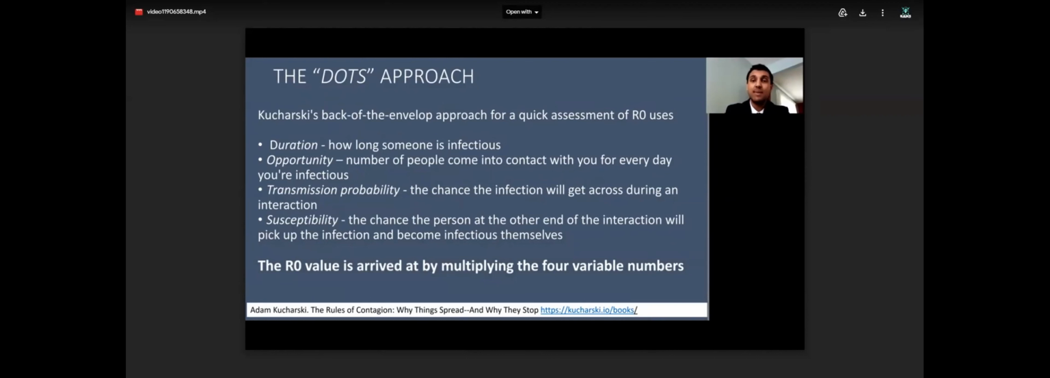Transmission probability is a measure of the chance the infection will get across during an interaction. Lastly, susceptibility measures the chance that the person at the other end of the interaction will pick up the infection and become infectious themselves. Multiplication of the DOTS variable numbers gives R naught.